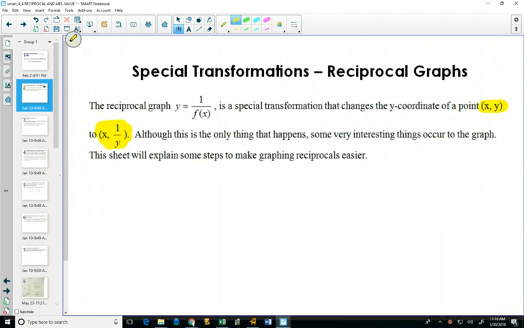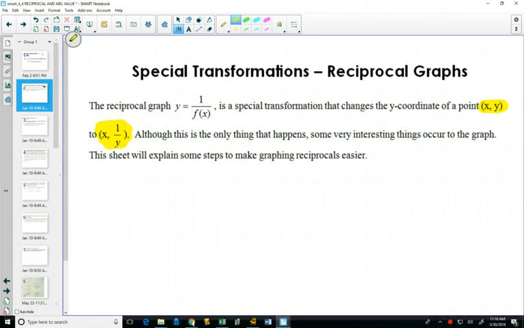Now go play with that, see what happens, and draw your graphs. Because that's enough information. That's all this lesson is. It's a special transformation. All that happens is your y values become 1 over y.